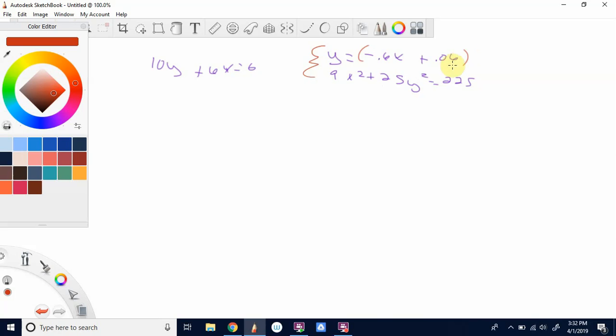So now I'm going to use substitution. I'm going to put that in there. So I'm going to get 9x squared plus 25 times negative 0.6x plus 0.6 squared equals 225. Now here we can't forget basic math and order of operations. Because these aren't like terms, you can't combine them, and because you have more than one term, you can't use the power rule of exponents. So basically you have to take this whole binomial times itself and FOIL it. Then you distribute the 25 before you combine with the 9x squared.